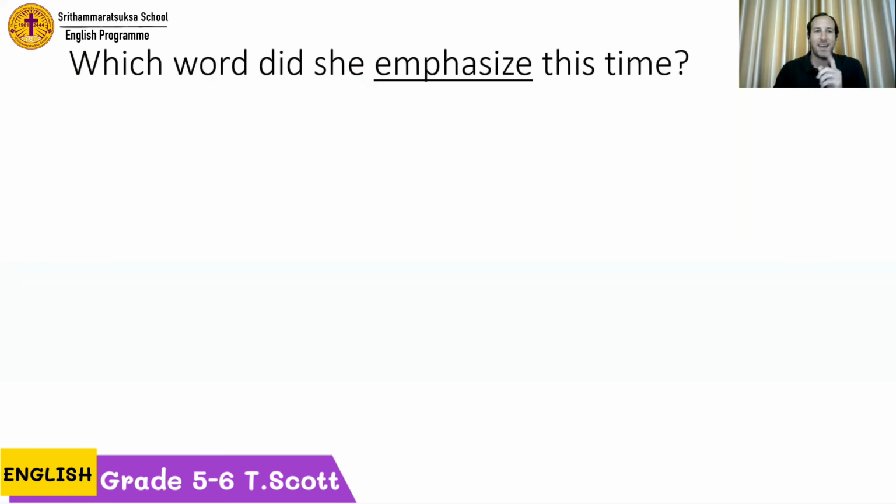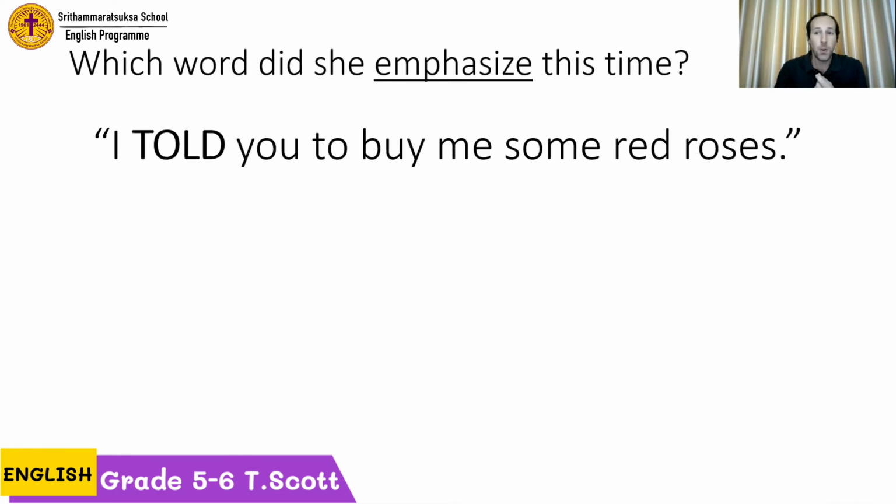I told you to buy me some red roses. Step 1. Which word did she emphasize this time? If you said told, you are correct. I told you to buy me some red roses. Step 2. Again, this one's a little bit tricky. What does she mean? Why did she emphasize that word?